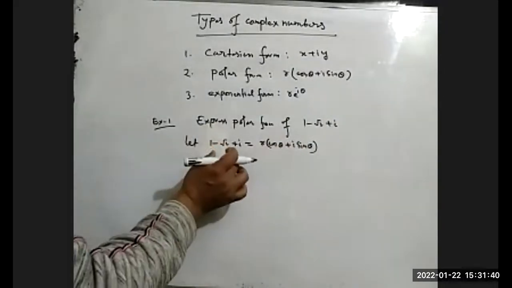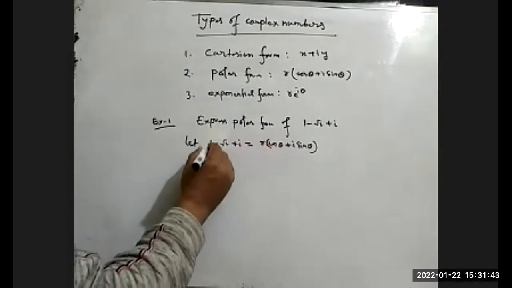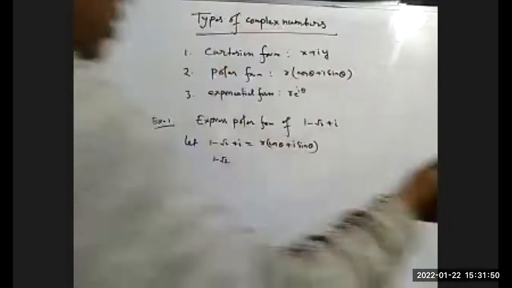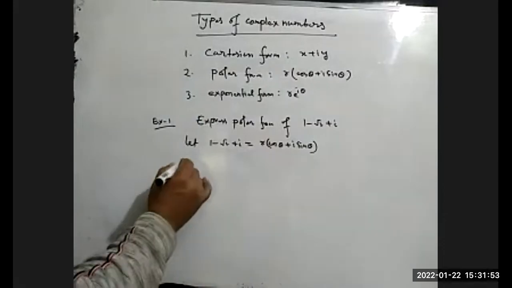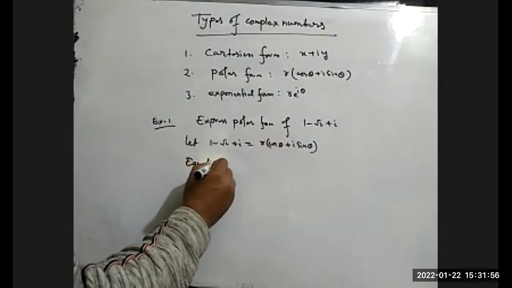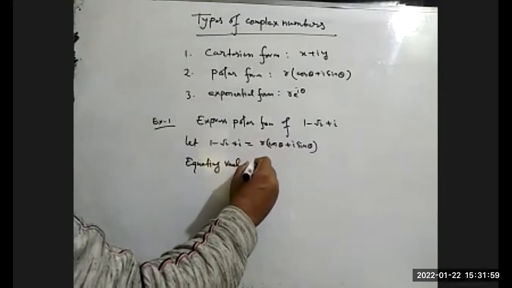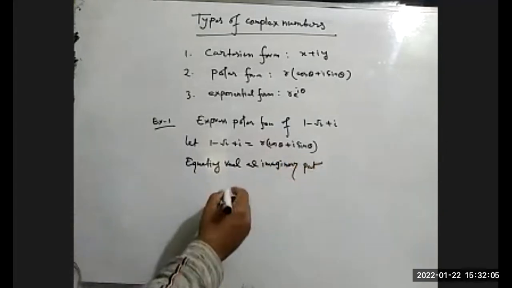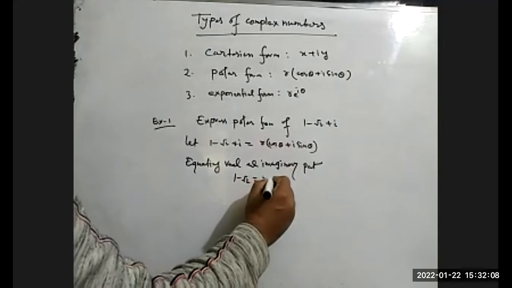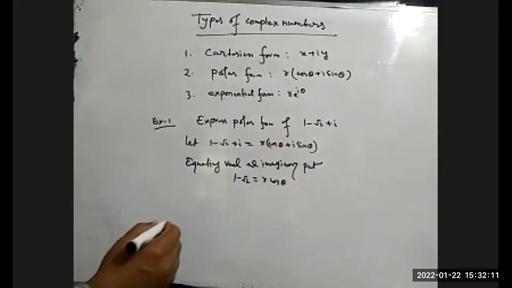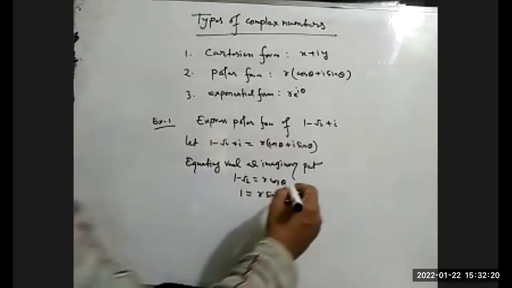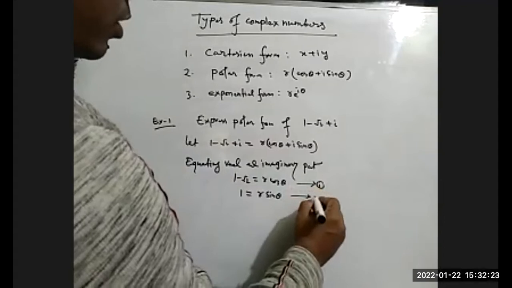Now equating the real part and imaginary part. The real part is 1 minus root 2, which equals r cos theta. That means x equals r cos theta, and y equals 1, which equals r sin theta. So this is equation number 1 and this is equation number 2.